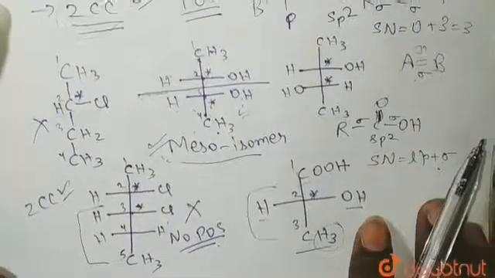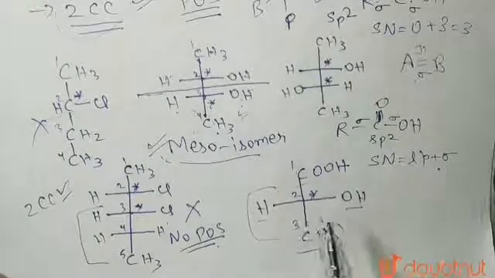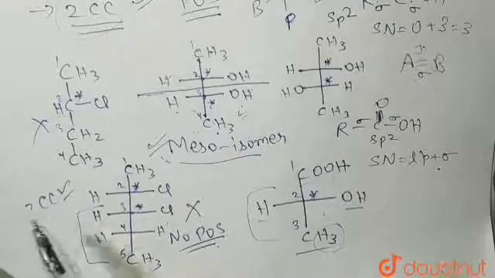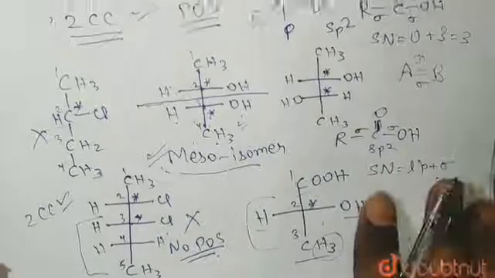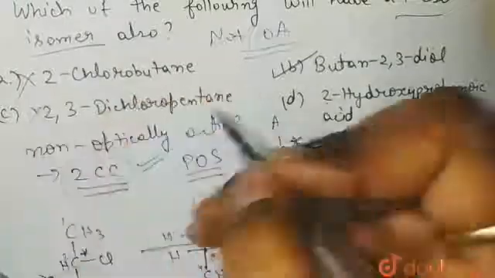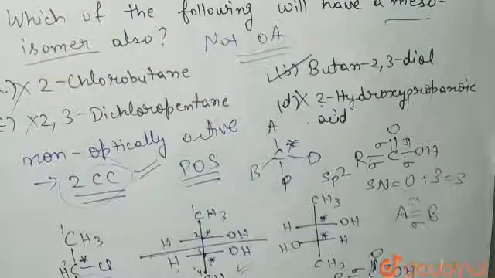So if you see in this structure, there is only one chiral center. It does not even have 2 chiral centers. That is the main condition for mesoisomers. So thus this will not possess a mesoisomer, and the only answer is B, butane 2,3-diol, and the rest are not the correct answers. Okay, because butane 2,3-diol possesses a meso compound. Okay, so I hope you understood.